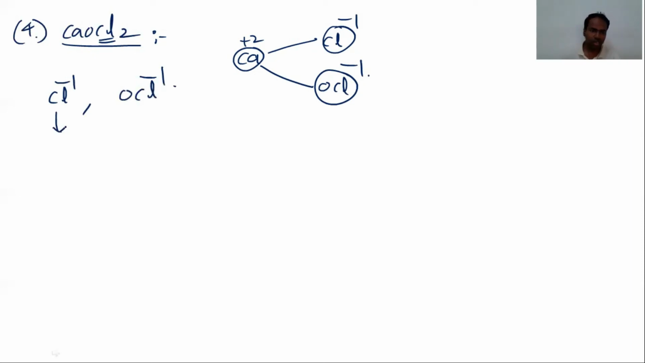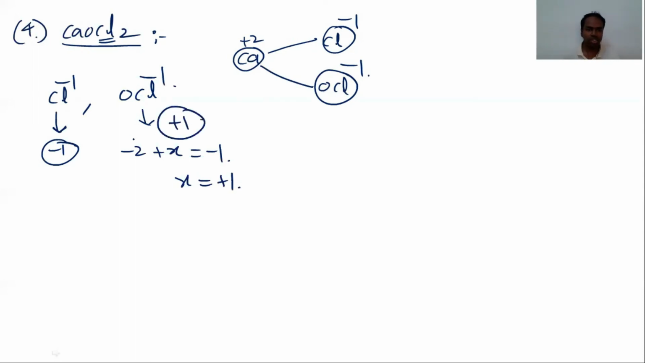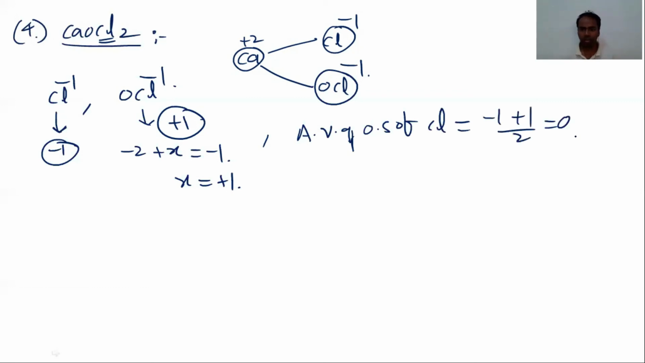Okay, in Cl-, what is the chlorine oxidation state? -1. In OCl-, what is the chlorine oxidation state? Oxygen is -2. Cl is X, equal to -1. But what is X here? +1. Here Cl is +1 oxidation state. Here chlorine shows two different oxidation states, +1 and -1. Then what is the average oxidation state of chlorine? Average oxidation state of chlorine is (+1 -1) by 2, that is 0. So that is the average chlorine oxidation state.